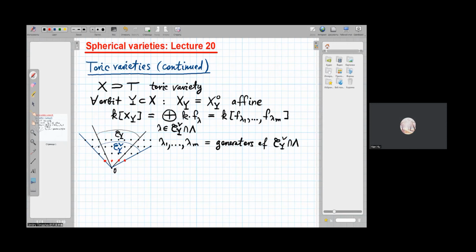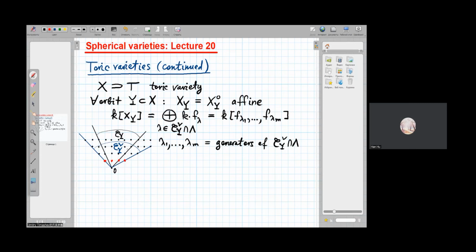And if you choose some coordinates on the torus, if you choose the basis in the lattice Lambda, you can express these vectors in terms of this basis as integer linear combinations. And you can write the respective Laurent monomials in coordinates on T. And these Laurent monomials generate the coordinate algebra of this simple affine toric variety.